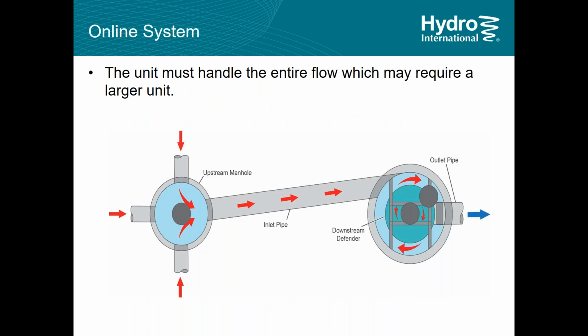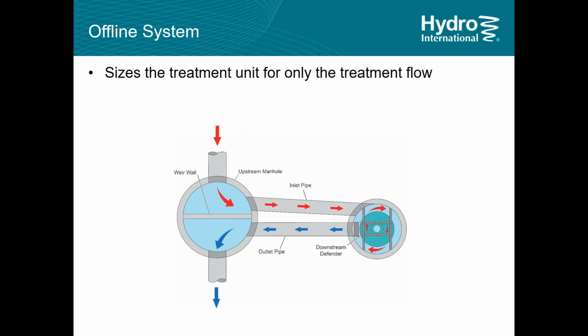And just to understand a little bit of how these would physically fit into a system, when you look at an online system, typically your separator is placed in the pipeline, and it must convey both the peak flow and the treatment flow, as well as handle the pipes in any other situation and the site arrangement. So that's what we know as an online system.